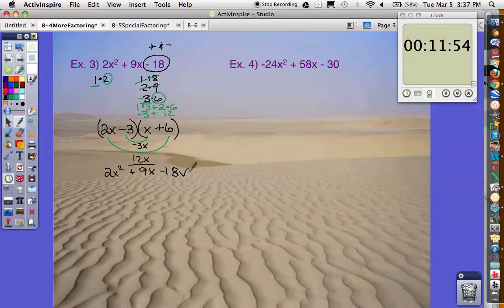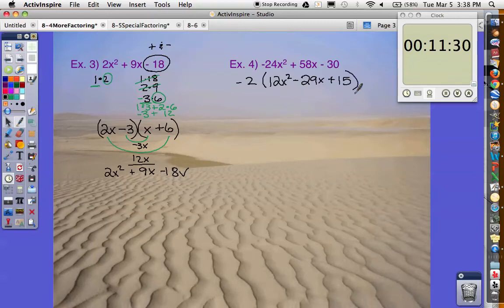First step, guys, always look for a GCF, especially on these problems because it's going to make it a lot easier if you have one. We do have a GCF. We can pull out a negative 2. Remember, you want that leading coefficient to be positive if possible. When we divide out a negative 2, we're going to have 12x squared minus 29x plus 15.